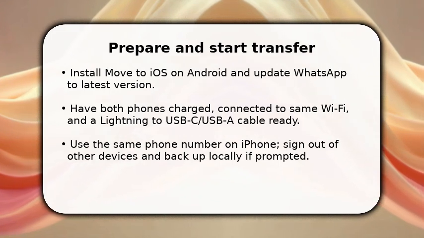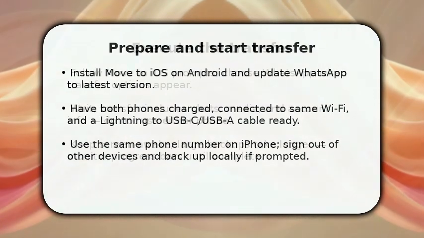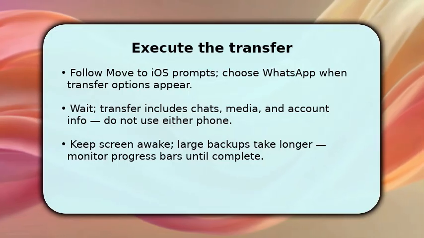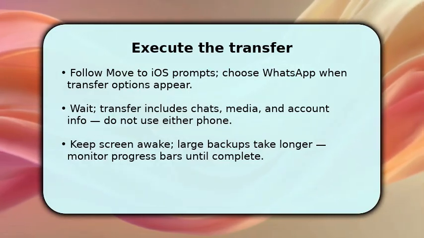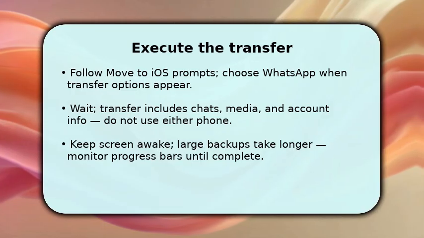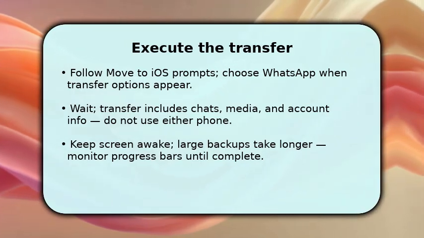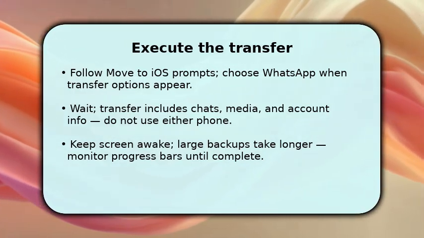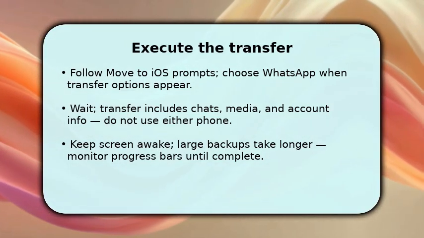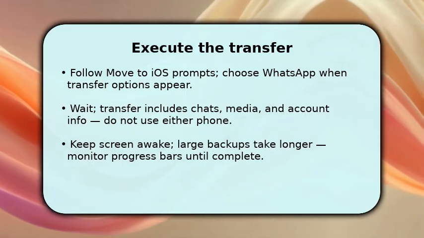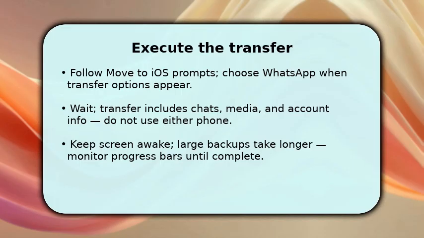Do not interrupt the connection. Once done with the connection, you'll see a Transfer Data screen. Select WhatsApp among the apps listed. The Android device will export your WhatsApp data, and the Move to iOS pathway will import it to the iPhone. Make sure you keep both screens on and unlocked. If prompted, grant permissions on Android to read storage.